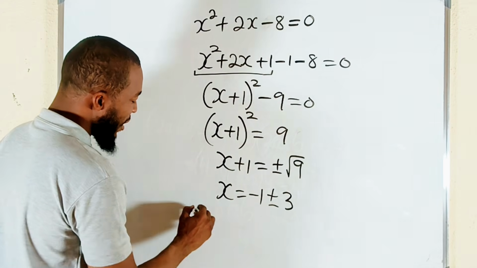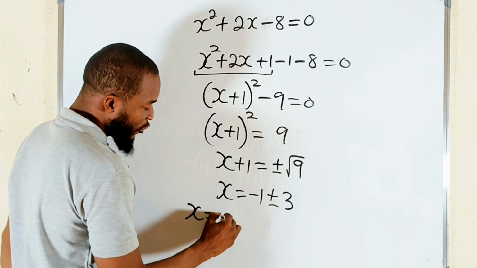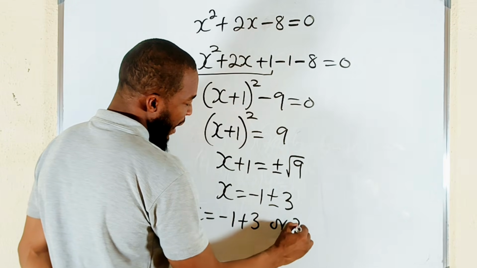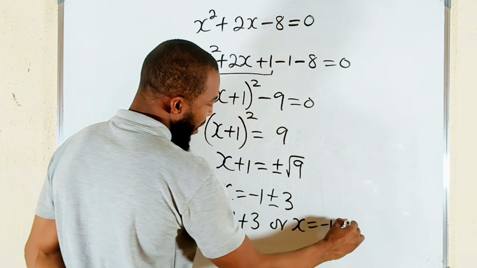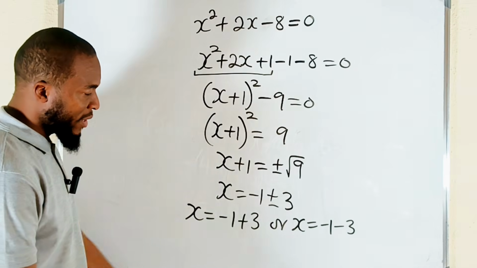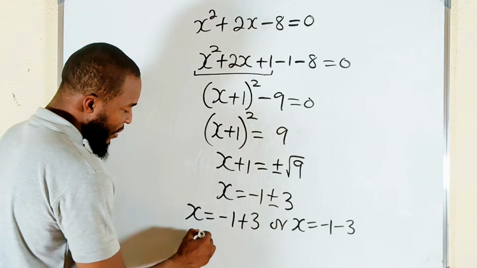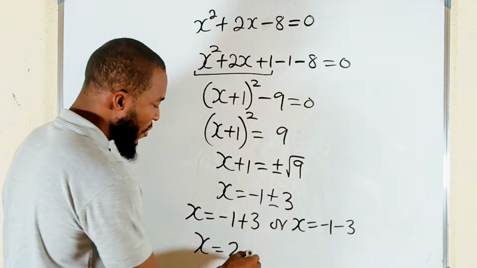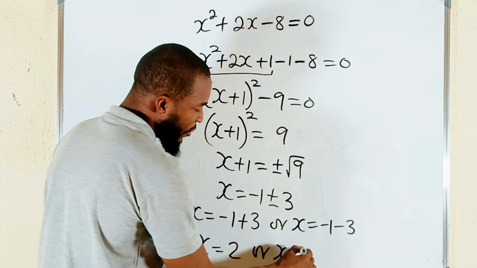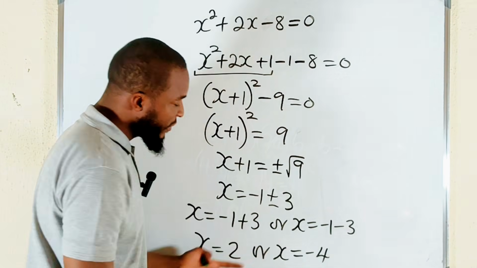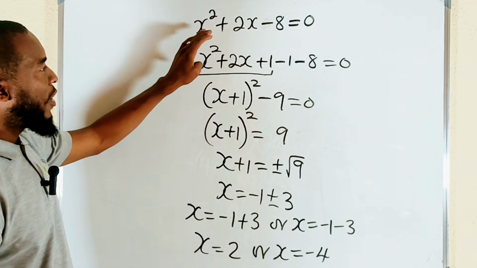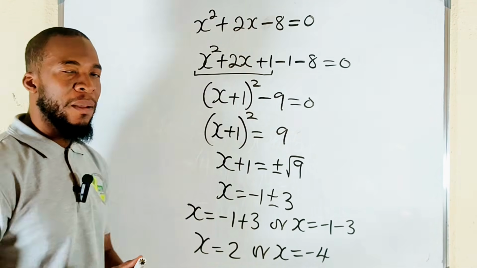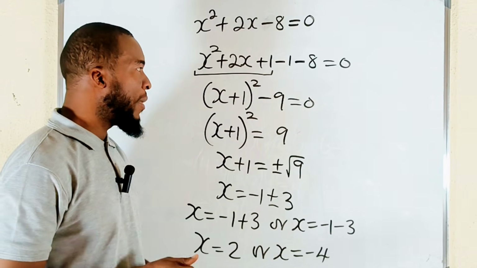So the two values are either x is equal to minus 1 plus 3 or x equal to minus 1 minus 3. These are the two values because of the plus and minus. So x is either equal to 2, because minus 1 plus 3 is 2, or x is equal to minus 4. These are the two values that can satisfy this quadratic equation obtained by completing the square method.